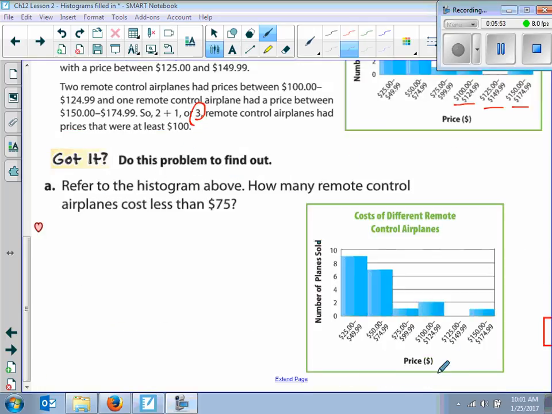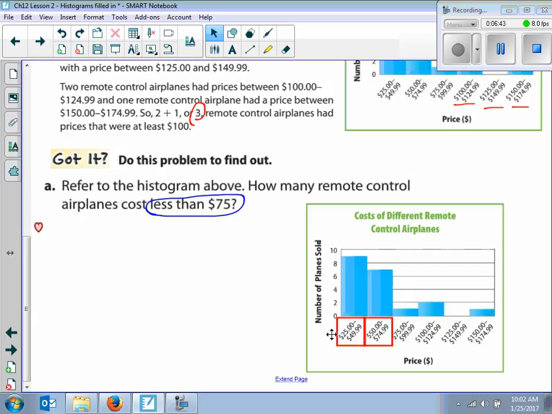For the got it, and this one you should write down. It says refer to the histogram above, and we want to look at how many remote control airplanes cost less than $75. So I just recopied this histogram up here. I just put it down here. So what are we going to do? We're going to look at which intervals? The first three. We're looking at $25 to $49.99, $50 to $74.99, and that's it, because this one is $75 to $99.99, right? And it says cost less than $75. So $75 is not included in that. So we're looking at those two intervals. Is everybody with me? So because we're looking at those intervals, how many do we have in the first interval?